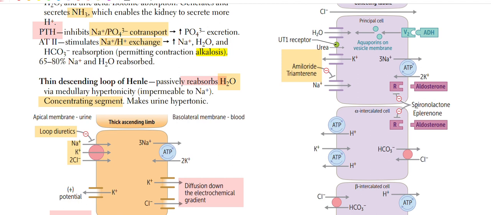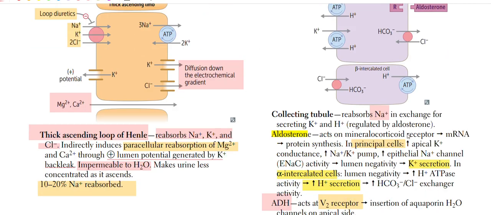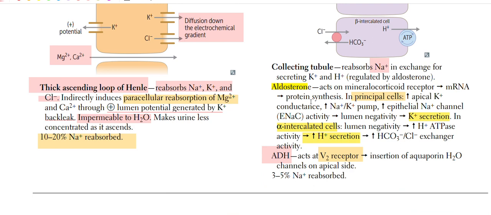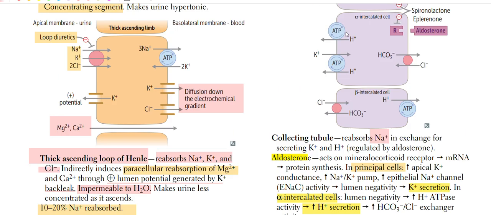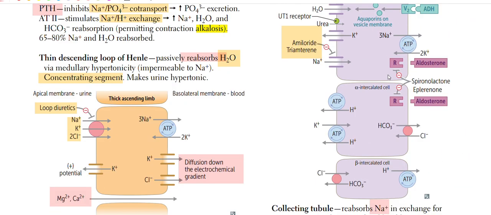Alpha intercalated cells have proton ATPase, potassium proton antiport ATPase, and bicarb chloride antiport. Aldosterone acts here. Okay. The main function of aldosterone is to excrete proton and increase potassium excretion. Okay, this is something I have to recheck. Aldosterone increases apical potassium conductance, and it increases the sodium proton pump. Aldosterone increases the sodium potassium pump. Here is the sodium potassium pump.